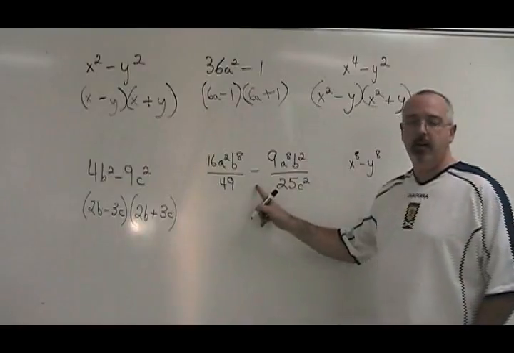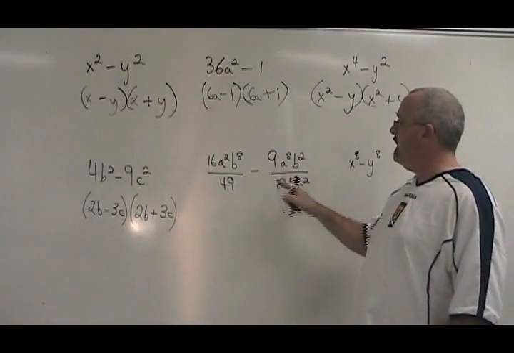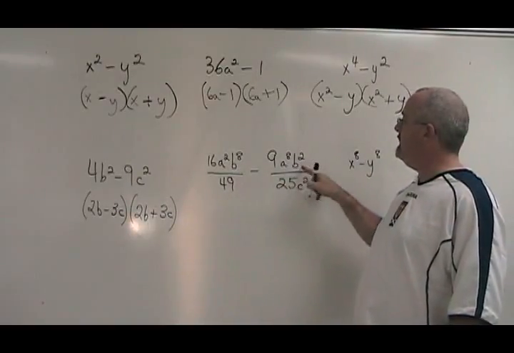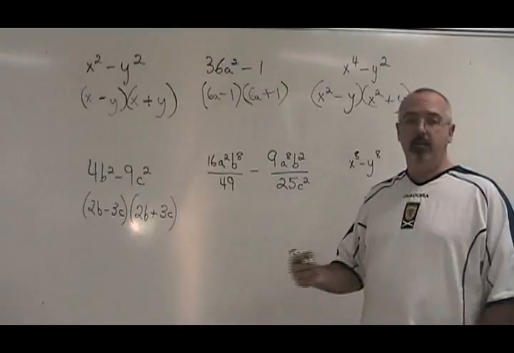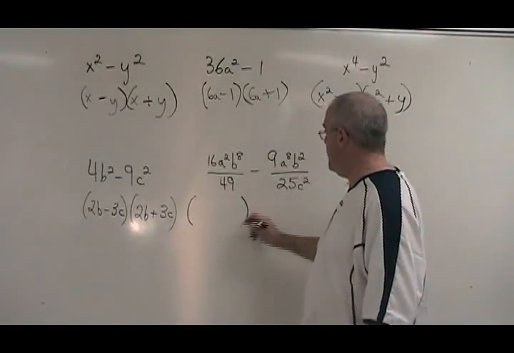This one is very complicated looking, but it is a difference of squares because 16, 49, 9, and 25 are all squares. A squared, b to the 8, a to the 8, b squared, and c squared all have even numbered exponents, so they are squares. You write your brackets.